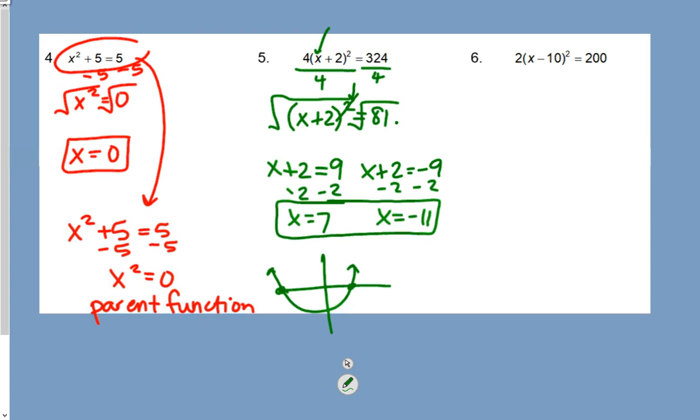So let's try the same thing on number 6, very similar. Again, I'm trying to get this x by itself, so I'm going to work backwards. I'm going to divide by 2. It's our bodyguard here.